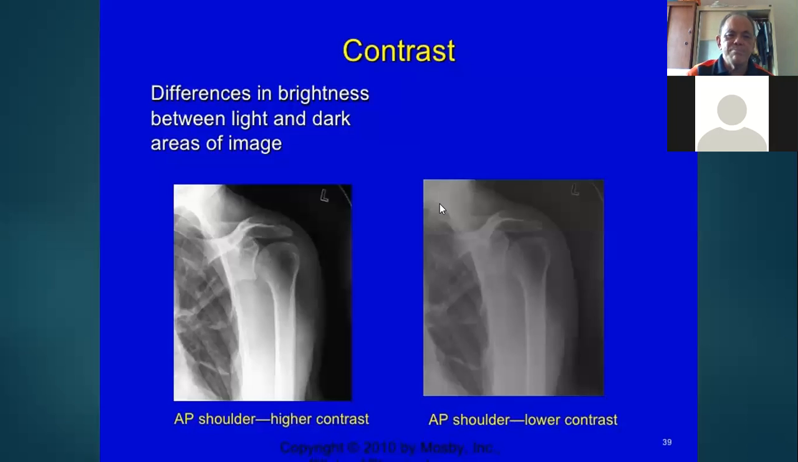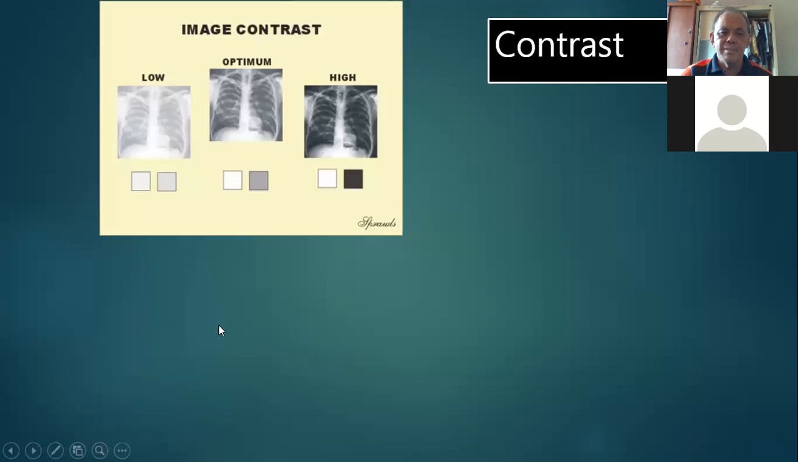Okay, contrast is the difference in brightness between bright and dark regions of the image. That's what contrast is all about. You can see there, high contrast, low contrast, of the same region of the shoulder. Right? We can see this is low, and this optimum is too high.